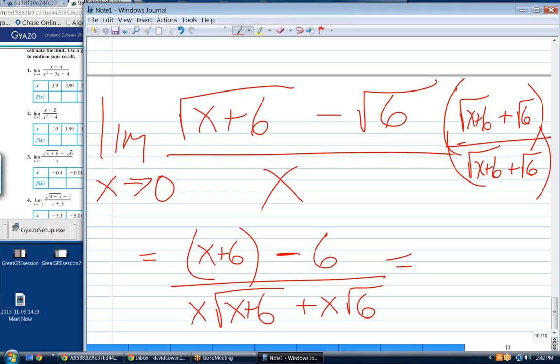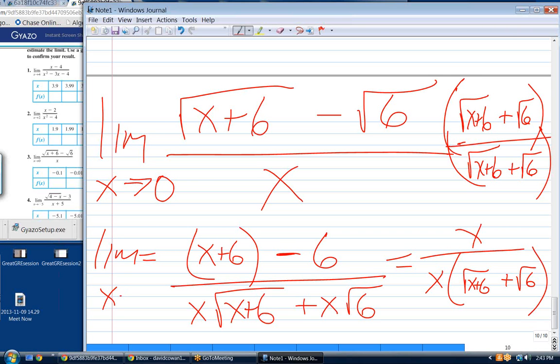Huh. I wonder if they gave you this one, because this one almost requires these tables. This is a difficult limit problem. I thought I was going to solve it by multiplying by the conjugate, but after I've multiplied by the conjugate, I end up with x over x times square root of x plus 6 plus square root of 6. And now, if I plug in 0, I still have 0 over 0. So I haven't gained anything.